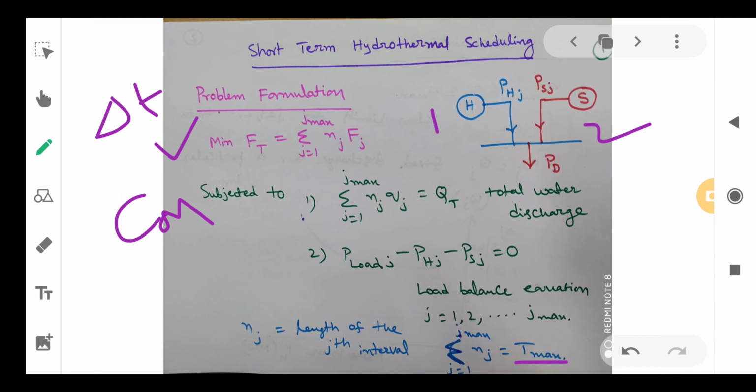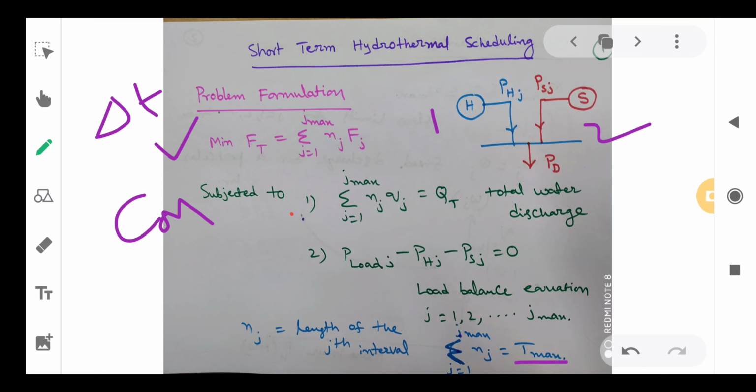Very first one is sigma j is equal to 1 to j maximum Nj Qj equal to capital Qt, total water discharge. This is the constraint number 1.